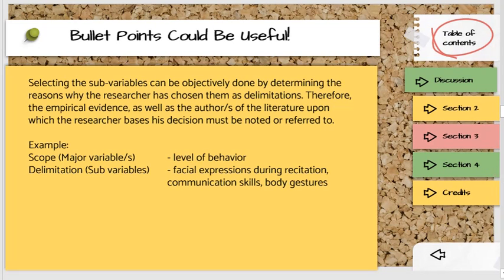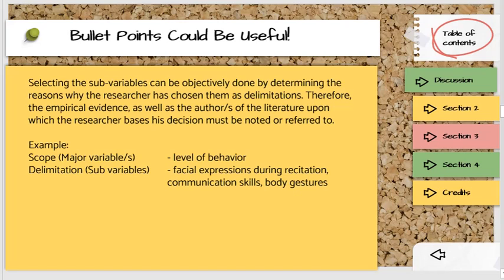In our example, the scope refers to the level of behavior. Okay, again, level of behavior refers to the major variable or major variables of the study. And the delimitation or the sub-variables of this example will be the facial expressions during recitation, communication skills, and body gestures. Again, you can select the sub-variables depending on your readings or depending on your references.